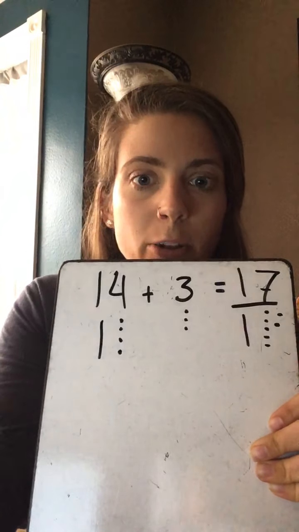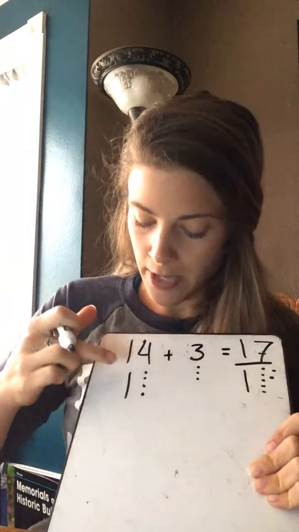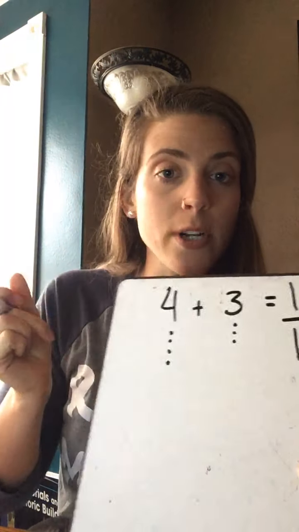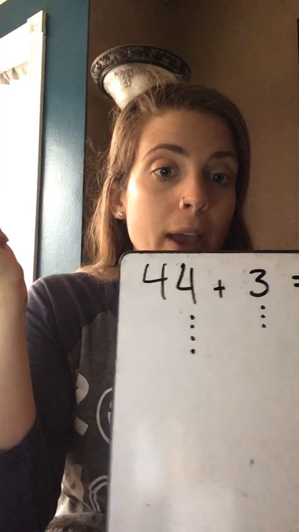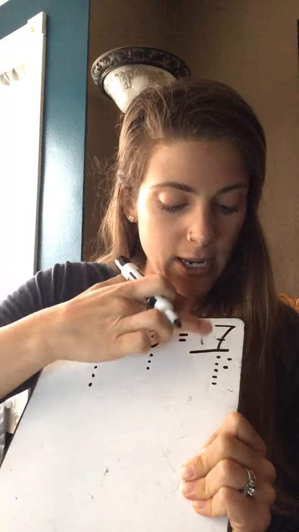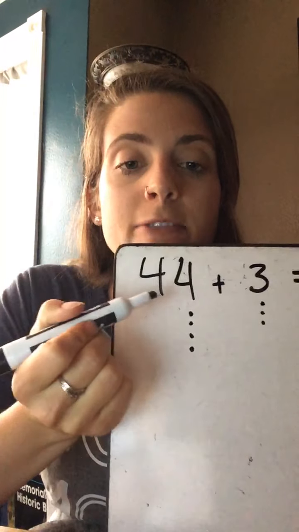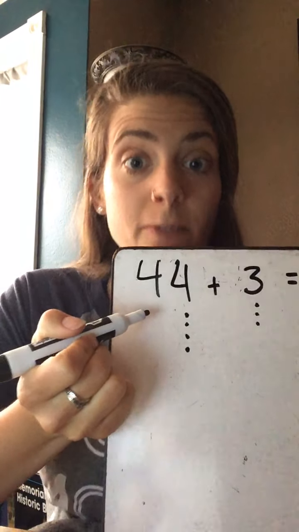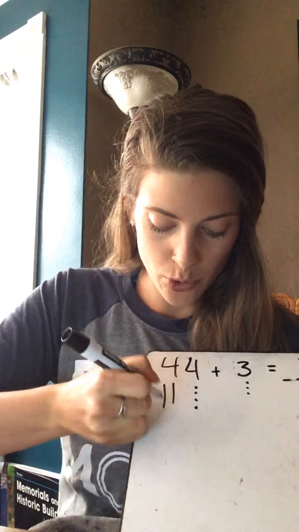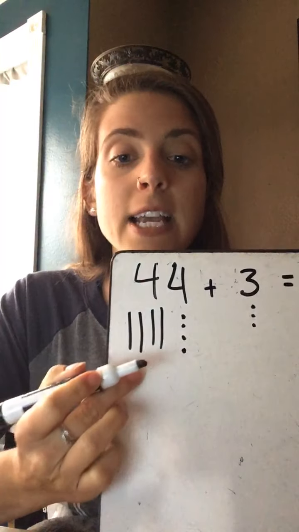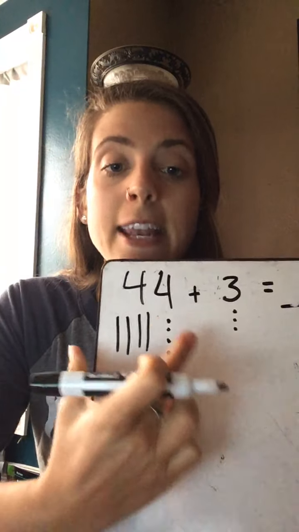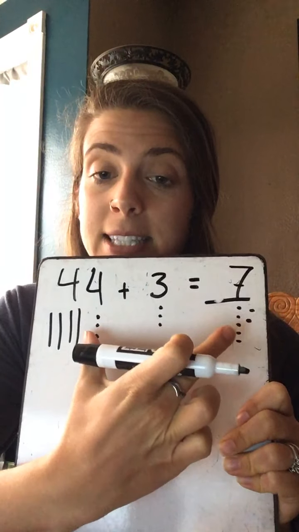Let's jump a little bit to make it a little bit more challenging. Now I'm going to change this 14 into a 44. Okay, and we can even erase all this if that's getting us confused. Okay, so now we have 44. How many tens? 4. 1, 2, 3, 4. 4 tens, 4 ones. Now we know 4 plus 3 is still 7.